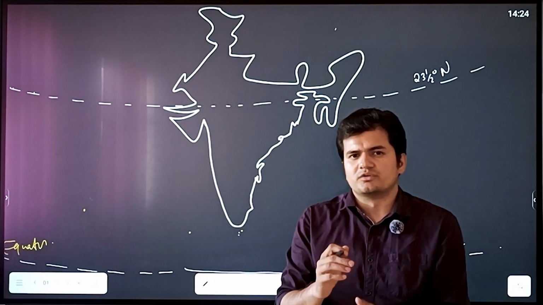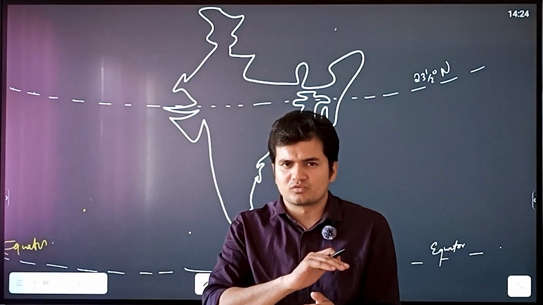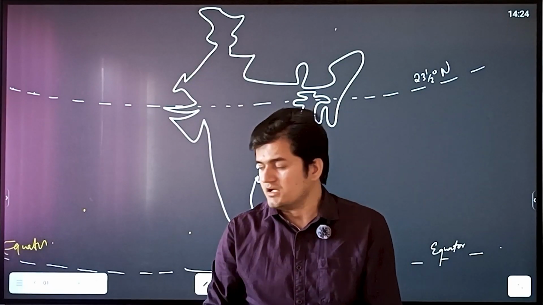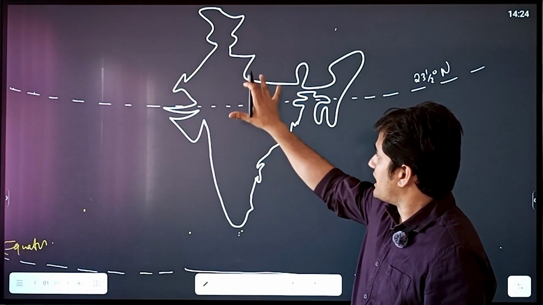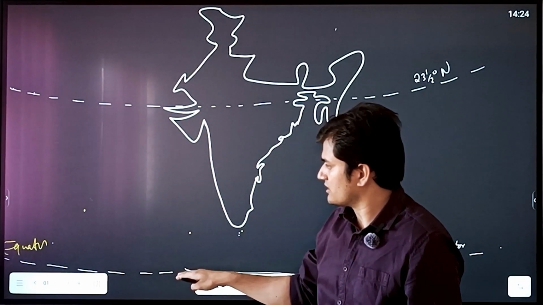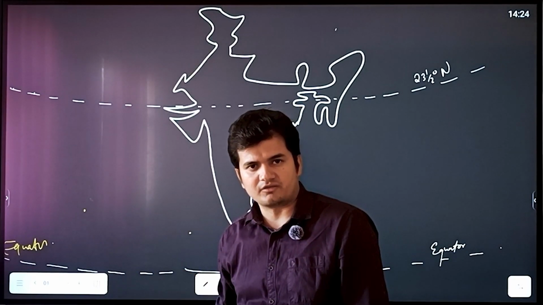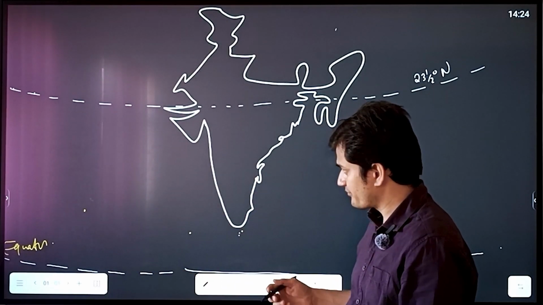So in this lecture, we are going to discuss how the monsoon forms, what is the mechanism of monsoon, and how the monsoon onsets over India. So we have the outline map of India. This is the Tropic of Cancer, 23.5. This is 0 degree latitude, that is the equator. And below it, we have 23.5 degrees south, that is the Tropic of Capricorn.